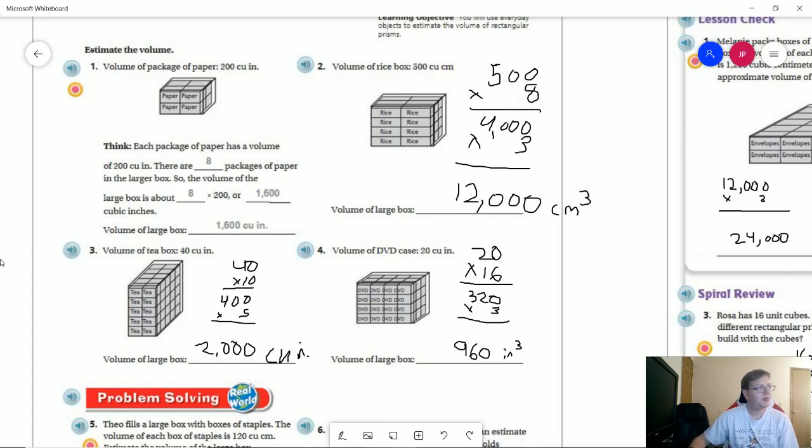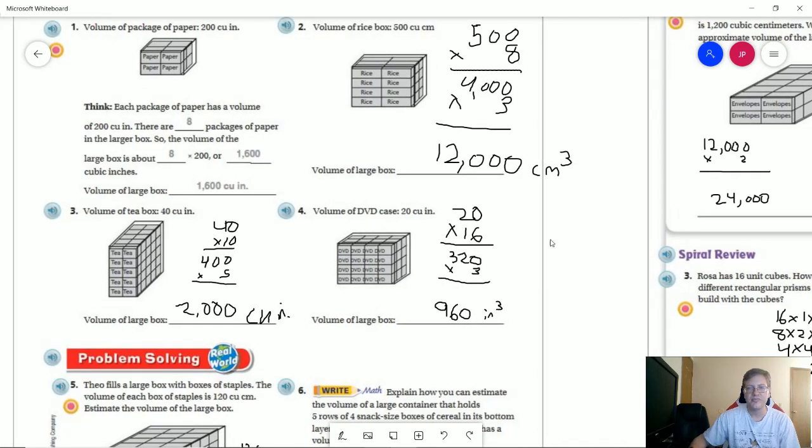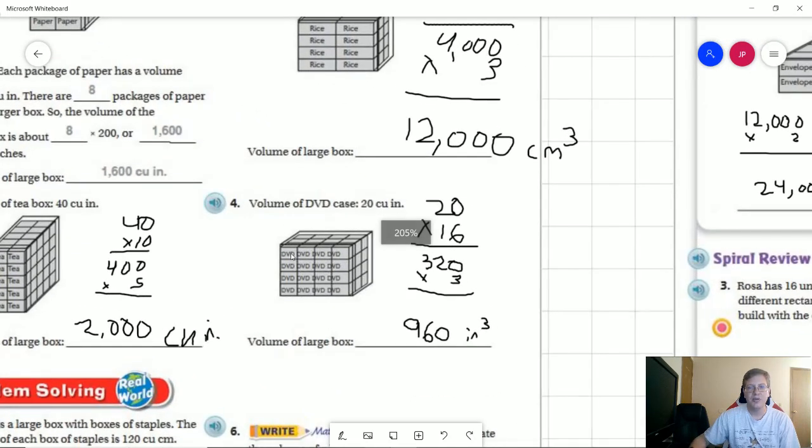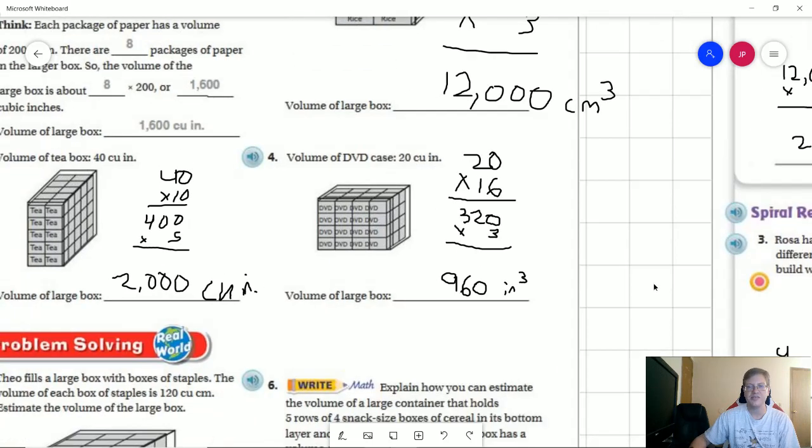For number 3, we're working with 10 boxes here in the front times 40 cubic inches per box to get a total of 400. We are 5 layers deep, which is going to give us an answer of 2,000 cubic inches. For number 4, we are going to have 16 boxes in the front times 20 cubic inches, which is going to give us 320. 320 times 3 will give us 960 cubic inches. So again, the 3 being the number of layers.